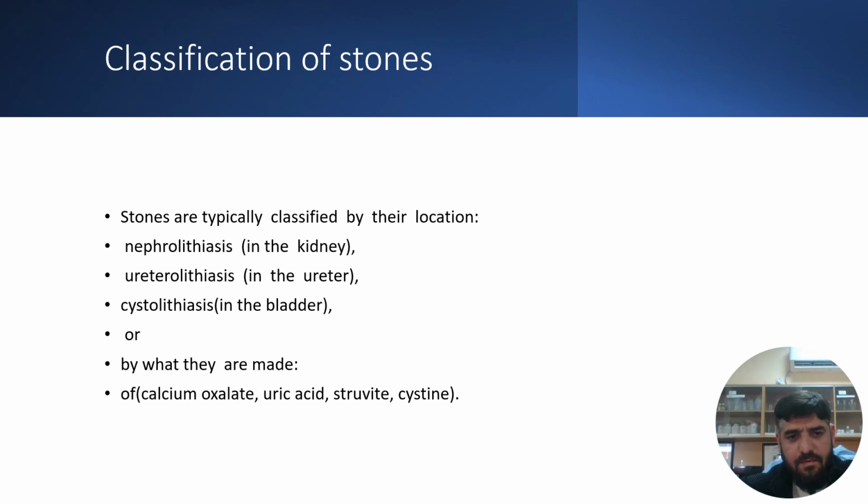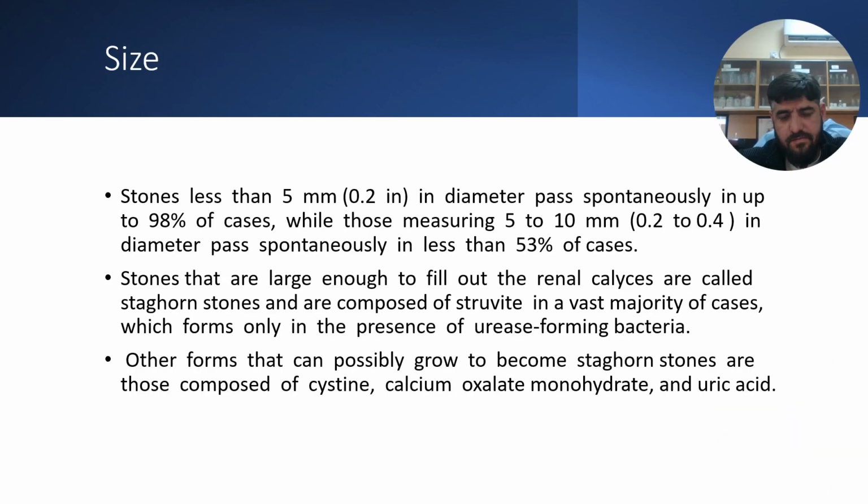So based on the chemical composition, we may have different types of the renal stones that may be made of calcium oxalate, so it is known as the calcium oxalate stone. It may be made up of uric acid, so it is known as the uric acid stone, or struvite and cystine respectively. There are different sizes of the stones. Those stones which are less than 5 millimeter in diameter pass spontaneously in the urine in up to 98% of cases. But those stones whose diameter is 5 to 10 millimeter pass spontaneously in less than 53% of cases.